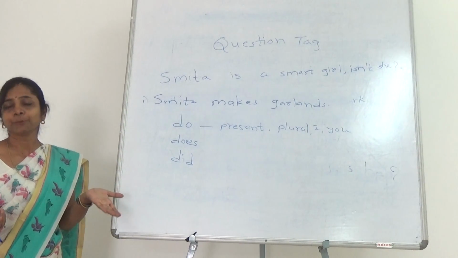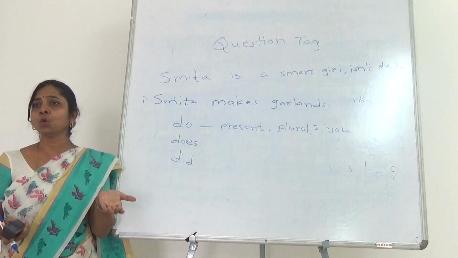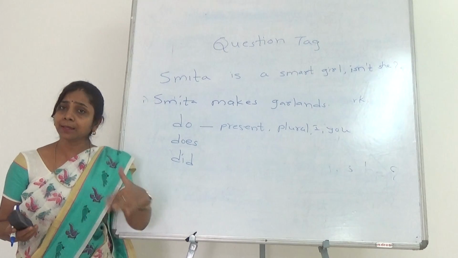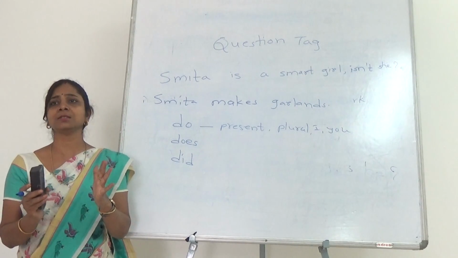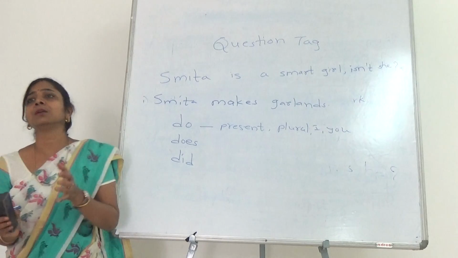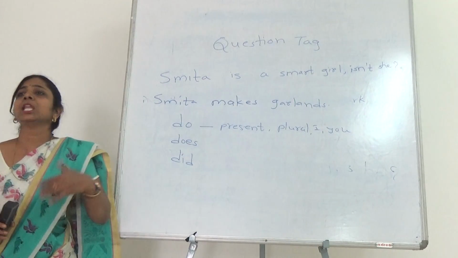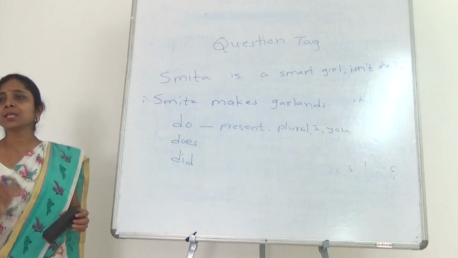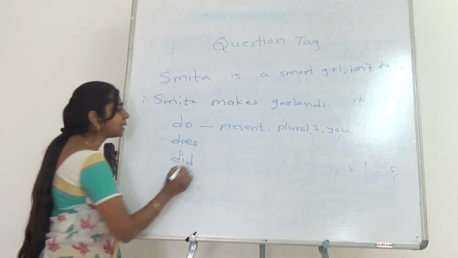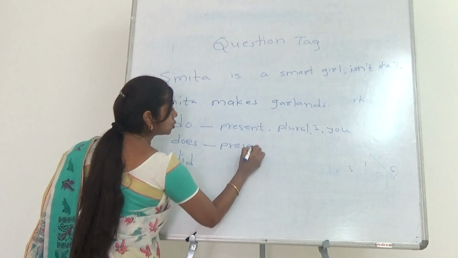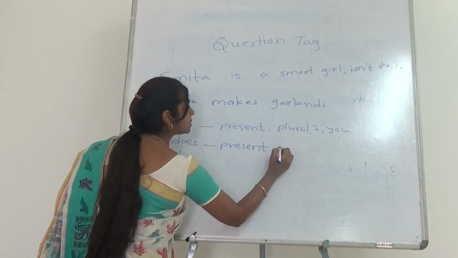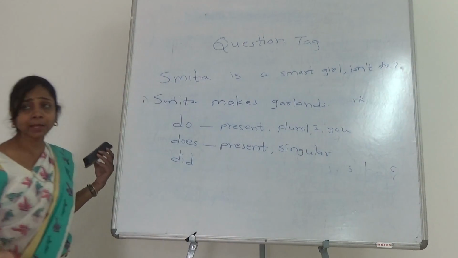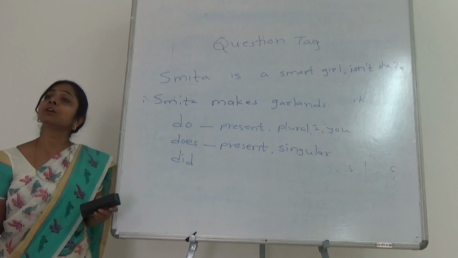the second friend. The second friend is also ready to help you, but he has also put a condition. What is his condition? He is saying that he can help you, but only up to 30,000. He cannot pay you the entire 1 lakh. So similarly, does has also one condition. What is it? The given sentence should be in present tense and the subject should be singular, third person singular.